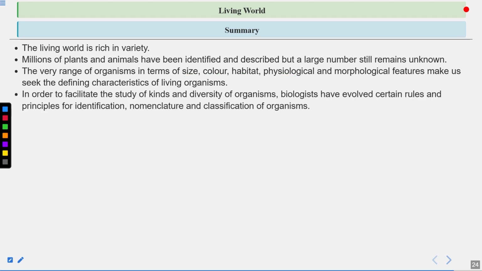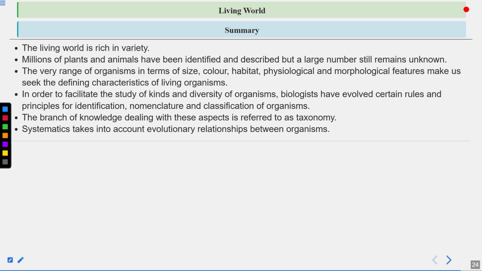Now, in order to facilitate the study of kinds and diversity of organisms, meaning biodiversity, biologists have evolved certain rules and principles for identification, nomenclature, and classification of the organisms. The branch of knowledge dealing with these aspects is referred to as taxonomy. So, taxonomy includes what? It includes identification, nomenclature, as well as classification.